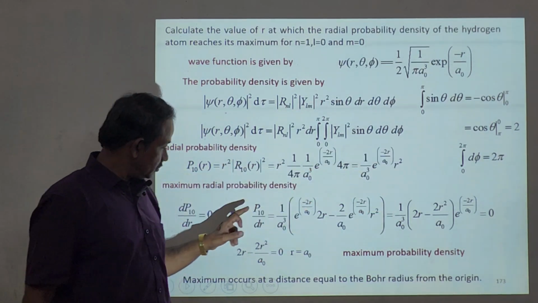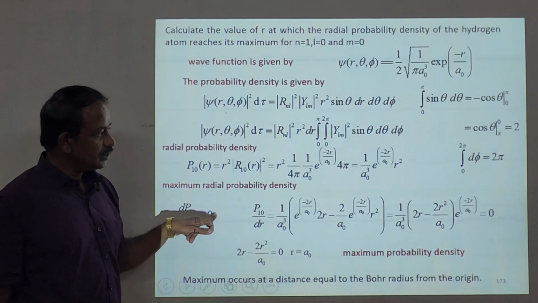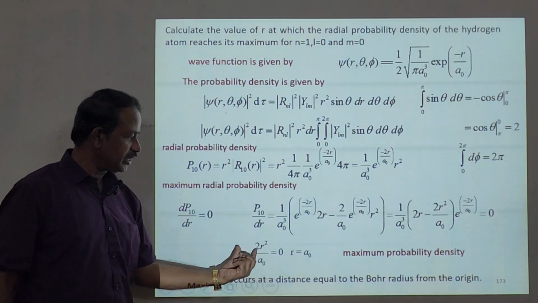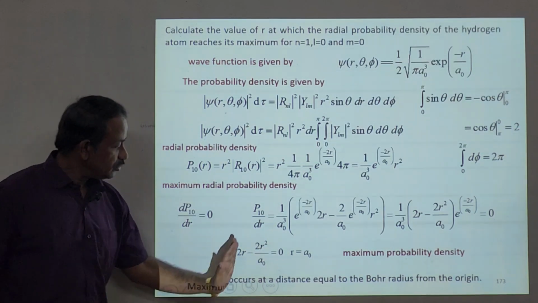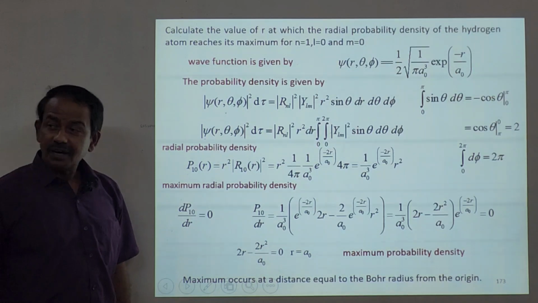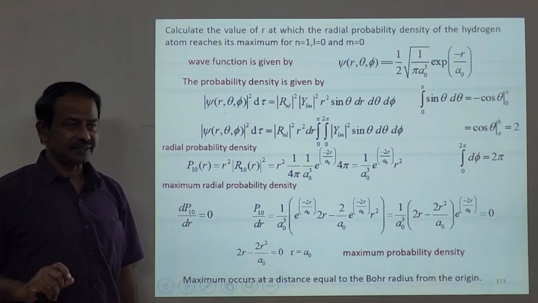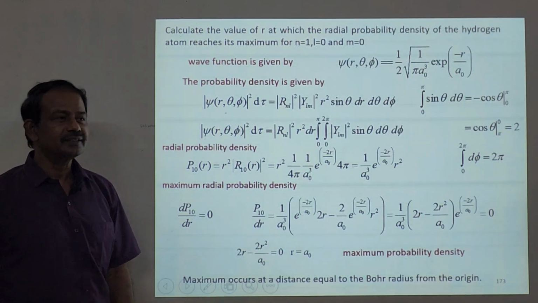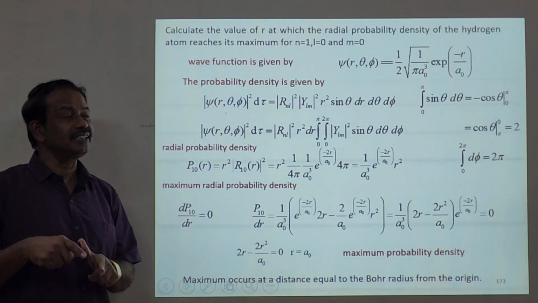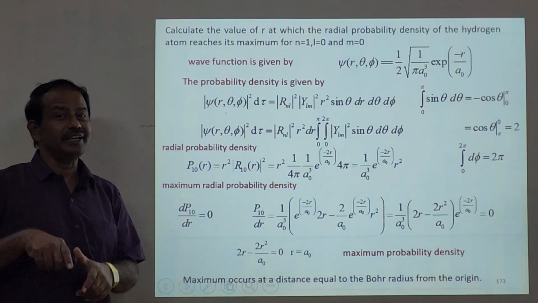So which is equal to 0. So these terms will not be equal to 0. Only this term can be equal to 0. That will give you 2r minus 2r square by a naught. You bring this term to that side. 2 will get cancelled. r and r square, one r will get cancelled. You have r equal to a naught. So the radius of the hydrogen orbit is exactly equivalent to the Bohr radius.